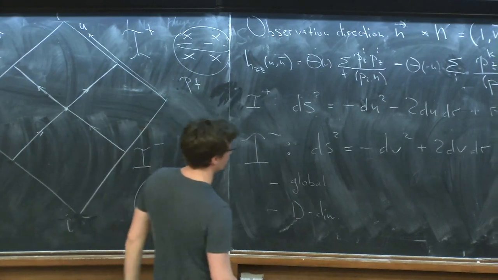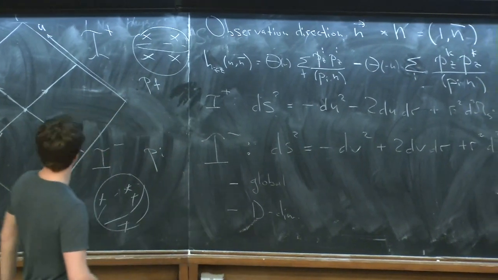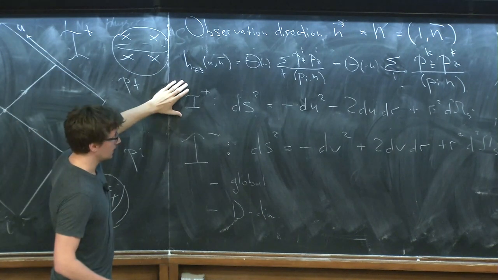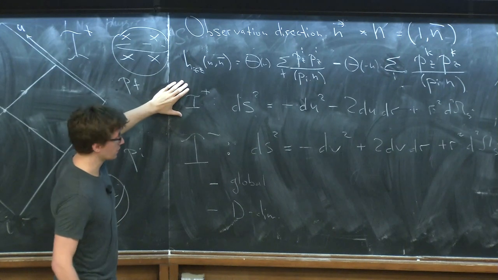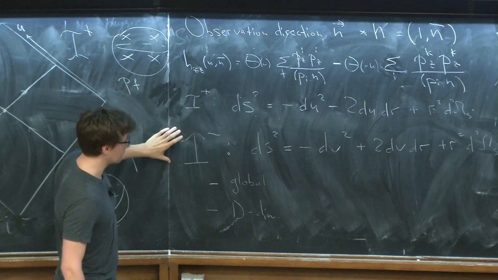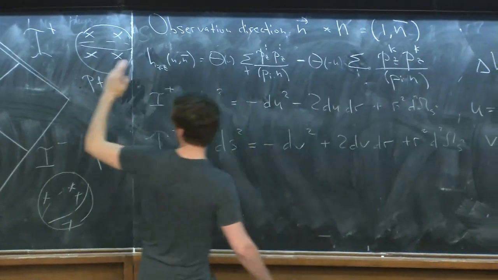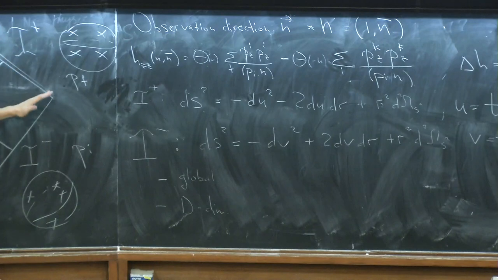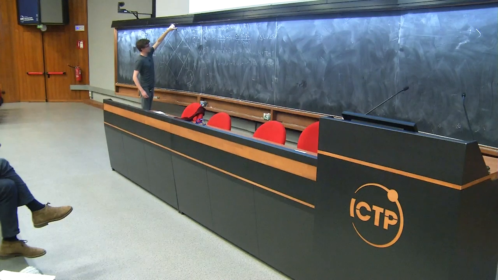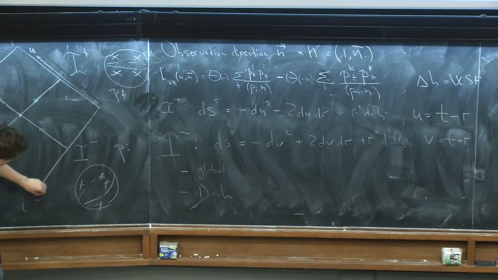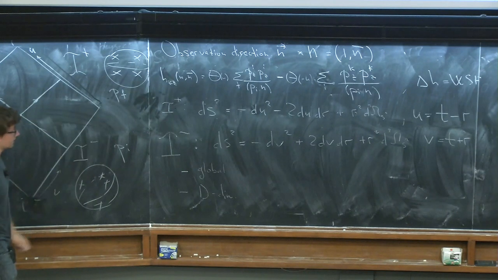And we focused on the behavior of the metric close to null infinity. Here I wrote the metric of Minkowski space in retarded and advanced coordinates. Retarded is u = t minus r, so this is a constant u. The time u runs here on scri from minus infinity to plus infinity. And v, which is t plus r, also runs from minus infinity here to plus infinity here.